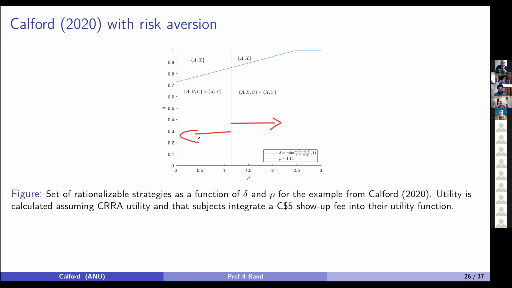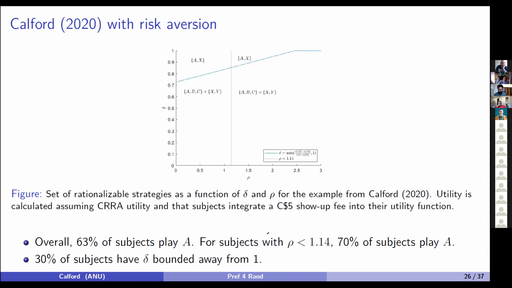For those subjects, 70% play A, and that tells us that 30% of subjects must be in this region here. And so we have these 30% of subjects whose value of delta must be below this line; it's bounded away from 1.